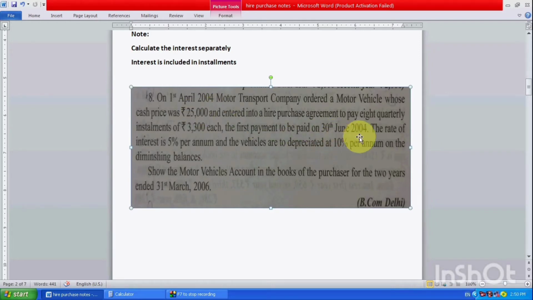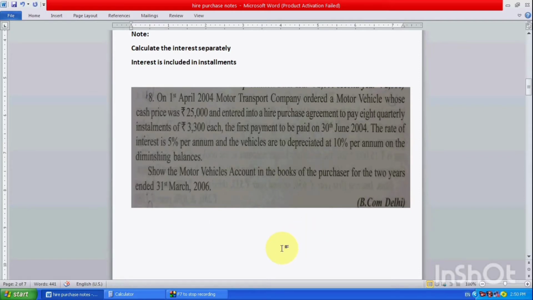Okay, 30 June 2004 means April 2004 is the starting and it ends on 30 June. The rate of interest is 5% per annum and the vehicle is to be depreciated at 10% per annum as per diminishing balance. Show the motor vehicle account in the books of the purchaser for 2 years ended 31st March 2006 only, started from 2004 ending on 2006. So 8 quarterly installments: 1 year contains 4 quarters, 2 years means 8 quarters. So every 3 months we have to pay the interest.